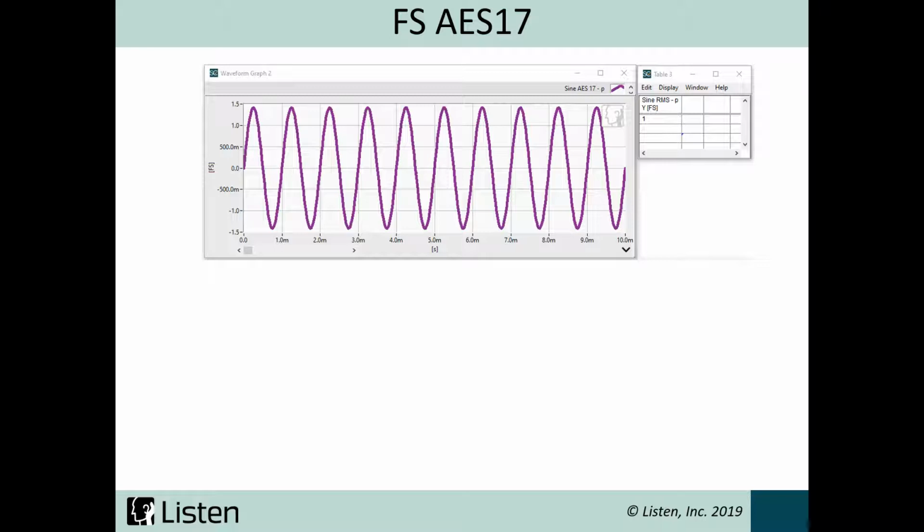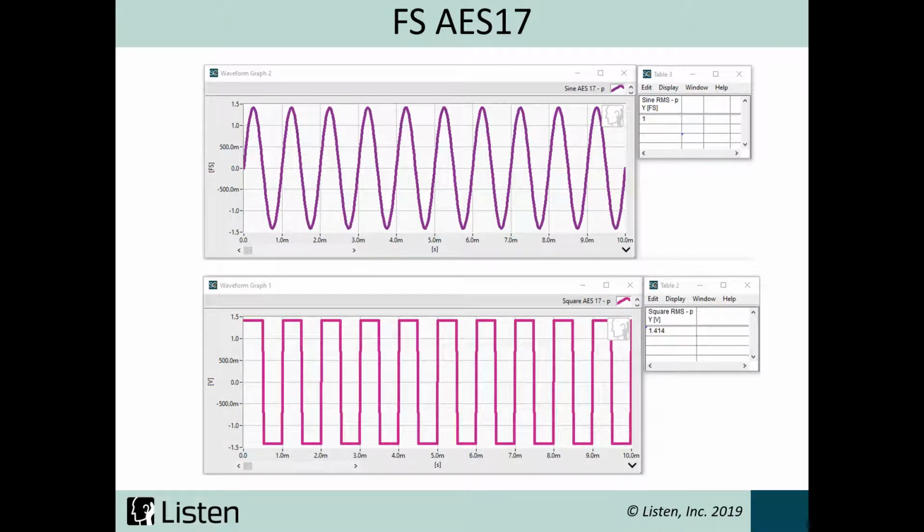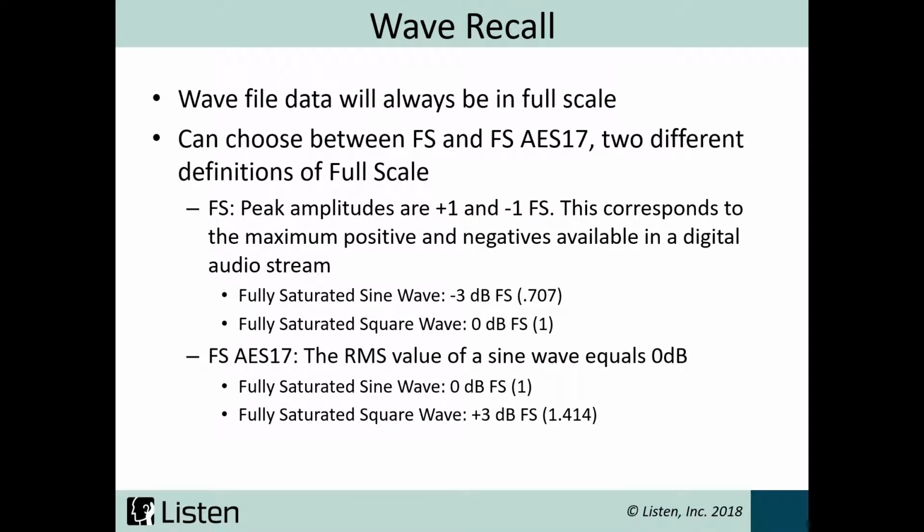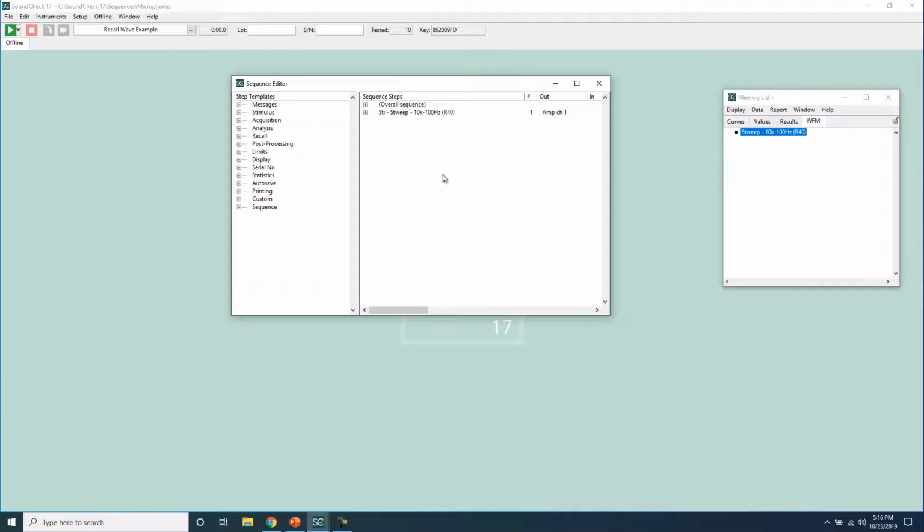A fully saturated square wave would have a +3 dB RMS value according to the AES 17 definition. As long as you choose the same thing, your WAV file levels will all relatively be the same. There will be about a 3 dB difference between FS and FS AES 17. Let's look at an example of this inside SoundCheck.